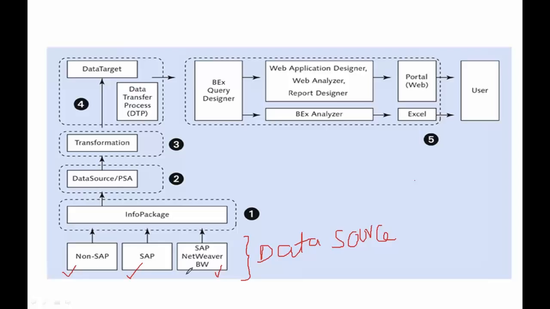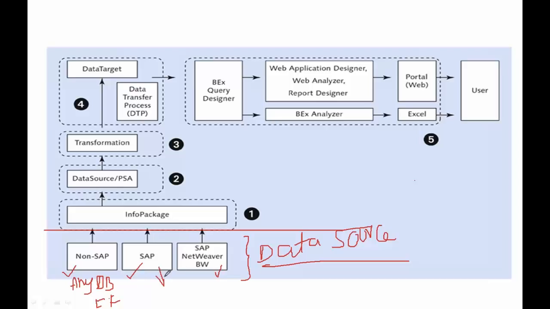So what does it mean, data source? Source of the data. These systems are providing data to your BW system. So before that you need to find out what is a non-SAP system. A non-SAP system is nothing but any database. Or a flat file. A flat file is nothing but your Microsoft Excel or Notepad. So these are all non-SAP data.